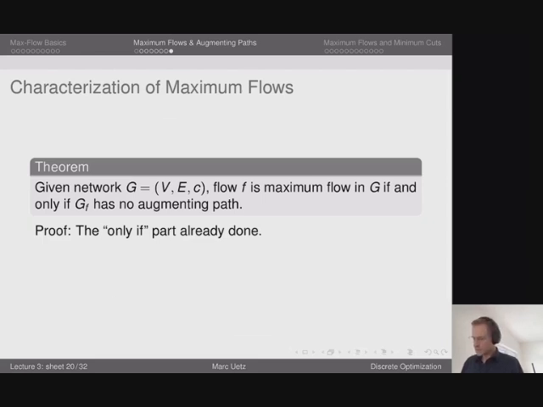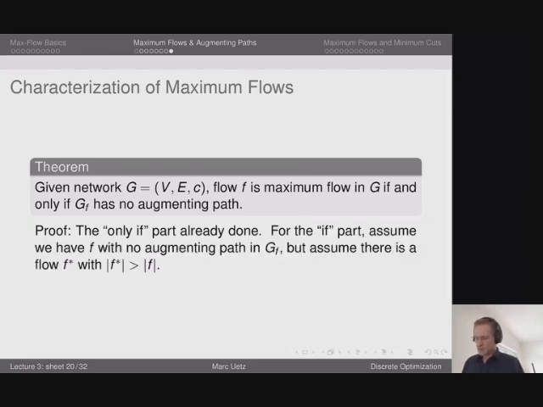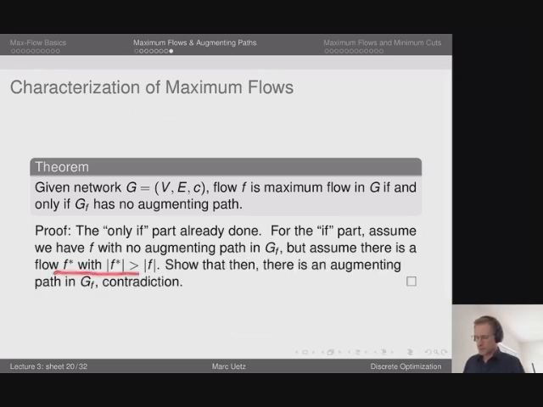And for the if part, we do the following. We assume we have a flow F, and this flow F has no augmenting path in its corresponding residual graph. But for contradiction, we assume there exists another flow F star, which has a strictly larger value. And I will have to get a contradiction by arguing that if such a flow F star exists, then we can actually also find an augmenting path in the residual graph for F, and that's a contradiction.